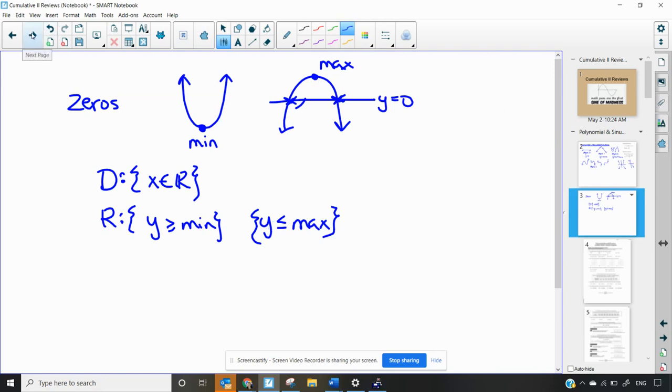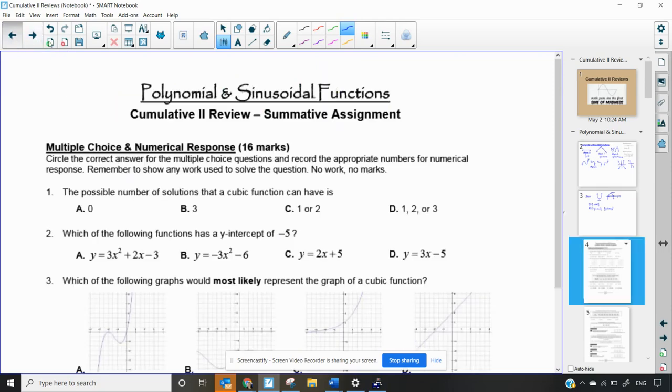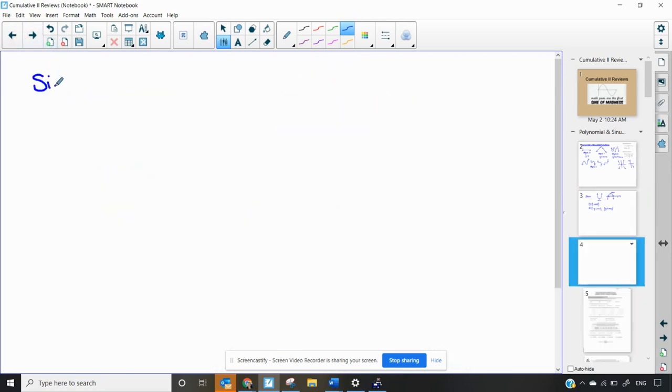Now, once we finished with polynomial functions, we got into sinusoidal functions. With sinusoidal functions, we were looking at the equation y equals a sine(bx plus c) plus d. And so we had to look at what each of those parameters did.